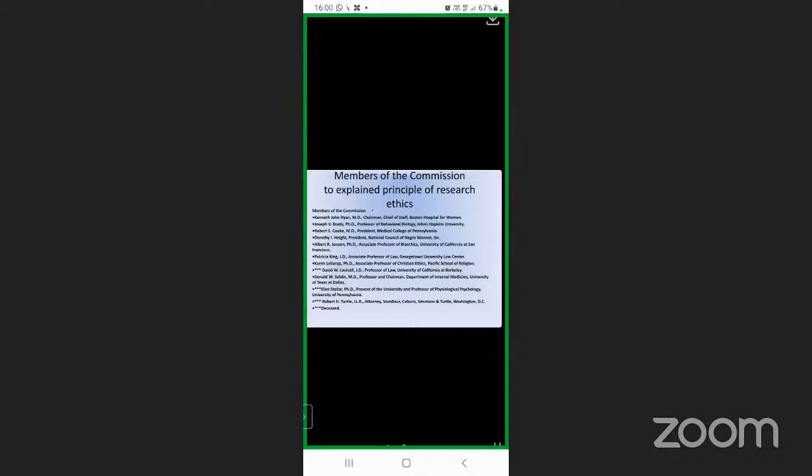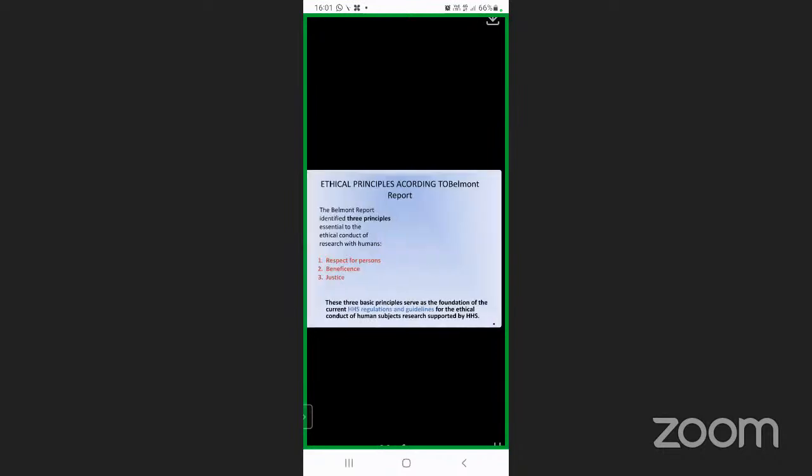So some members work in the development of research ethics, like the Boston Hospital for Women, then Johns Hopkins University, then University of California, then Pacific School of Religion. So all of them work in the development of ethics. Then the ethical principles according to the Belmont Report. What is the Belmont Report?